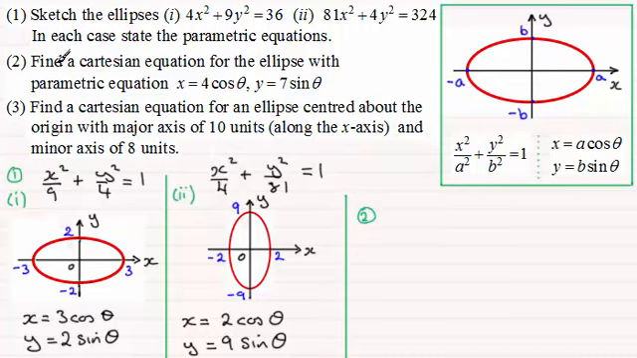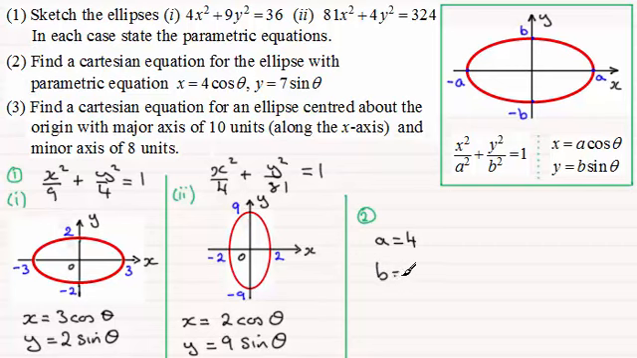In this one, we've got to find a Cartesian equation for the ellipse with parametric equation x equals 4 cosine theta, y equals 7 sine theta. So from this one, when you compare the parametric equations to what we've got here, you can see clearly that a must be equal to 4. Let's just put it down here. A equals 4, and b must be equal to the 7.